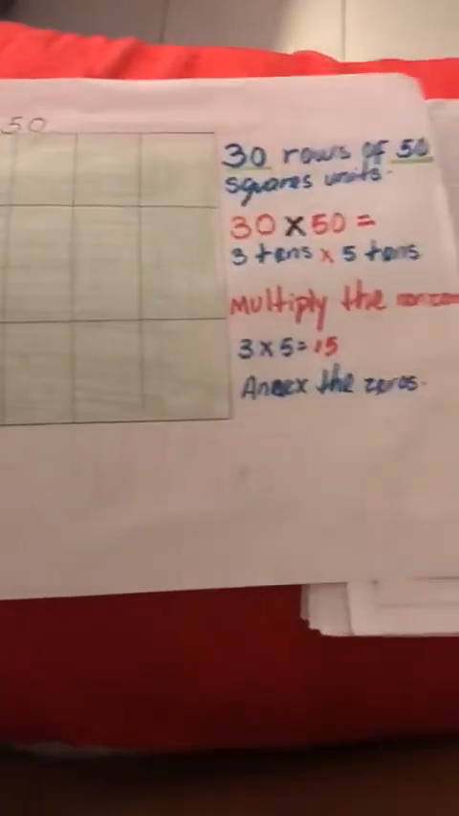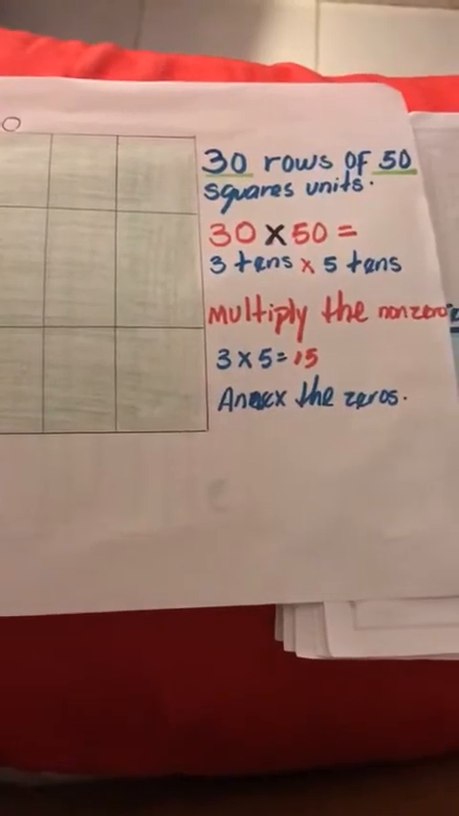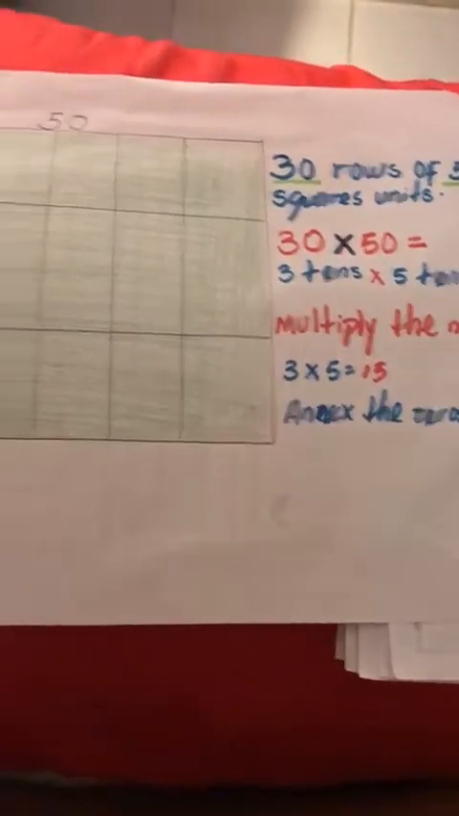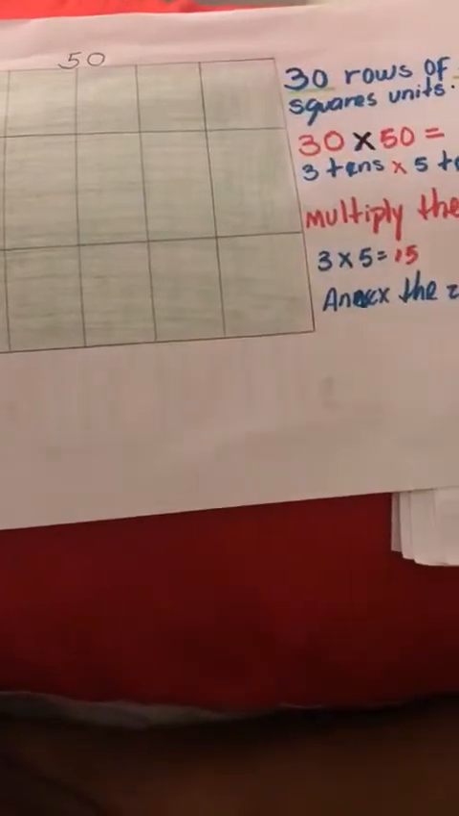Okay, to go to the next part, I would like you to remember that we have ones, tens, and hundreds, right? So here, what do we have? This is a chart of 30 rows of 50 square units. So the first thing that we need to do is to count. And we have 1, 2, 3, 4, 5, as it says here. And 1, 2, and 3 in this part.